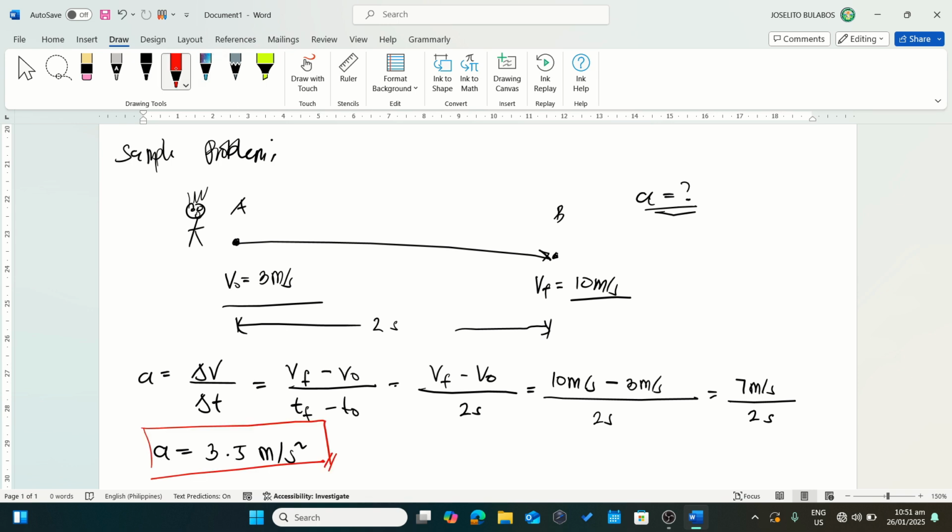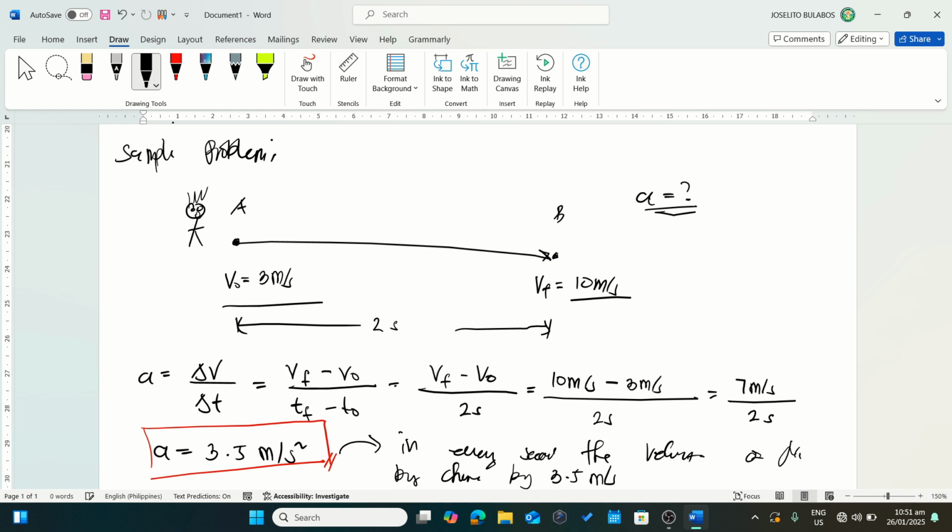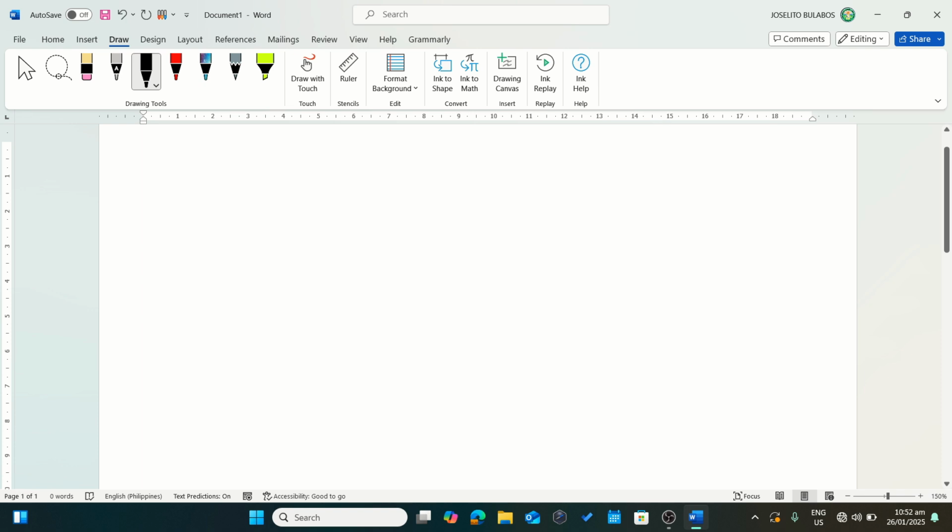What does this 3.5 meters per second squared mean? This just implies that in every second, the velocity of the boy changes by 3.5 meters per second. Let us have another example.